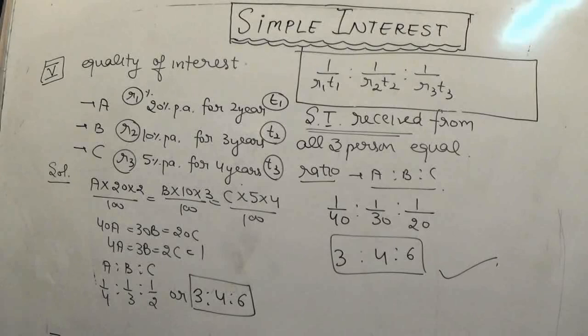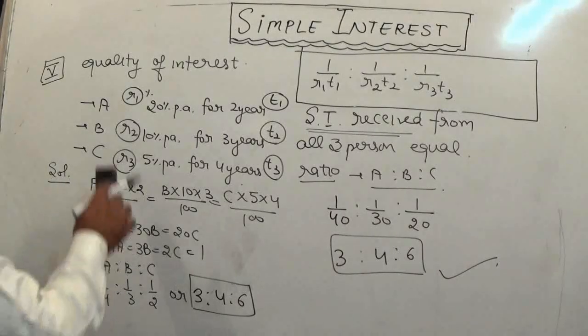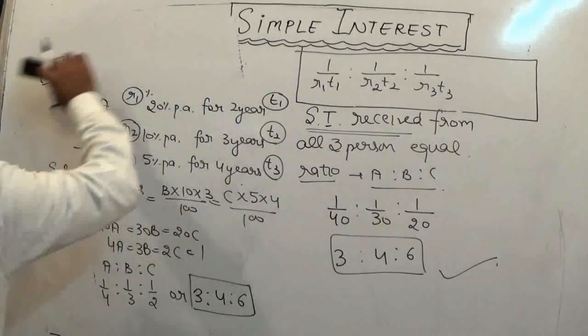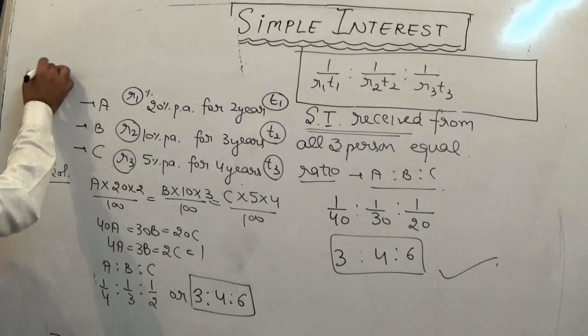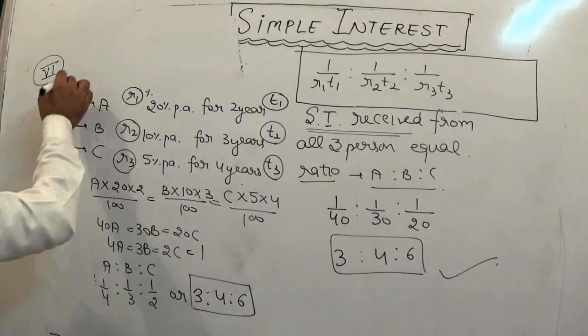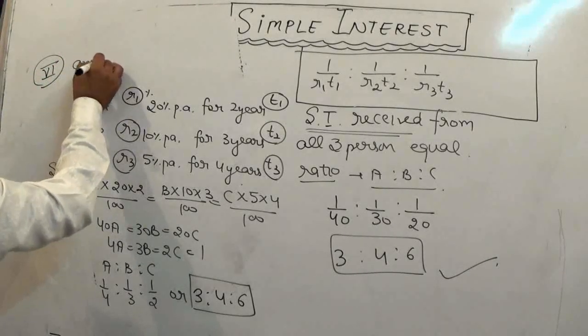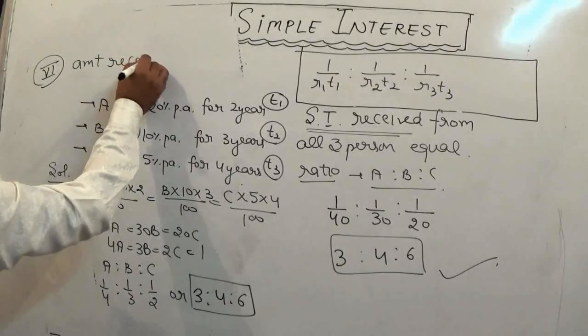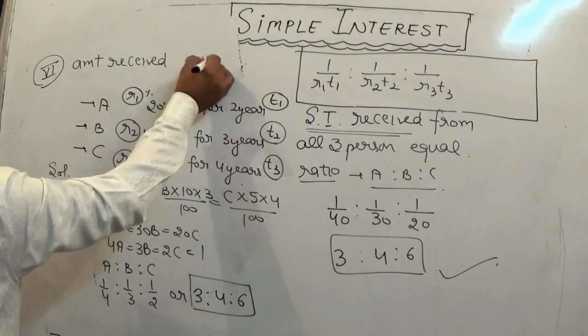We have one more question in this same type, that is type number 6. In type number 6, the whole question is the same, and what is the changing point? Amount received is equal. The question is, amount received is equal.